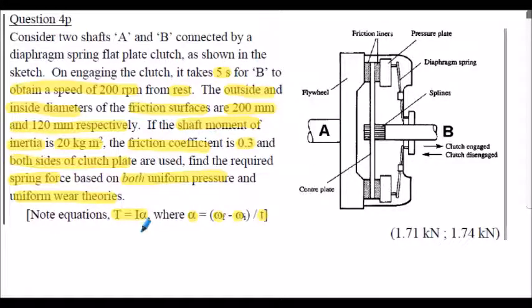Once we've got the alpha, and we're given the I in the question, we can find the torque. So this is another way of giving us the torque. In the previous questions, they gave us the torque implicitly through the power equal to torque times angular velocity formula. Here they're giving us the torque implicitly through the T is equal to I alpha equation, which is Newton's second law. So a slight twist on the information given, but the rest of the question will be very, very similar to what we've done before.